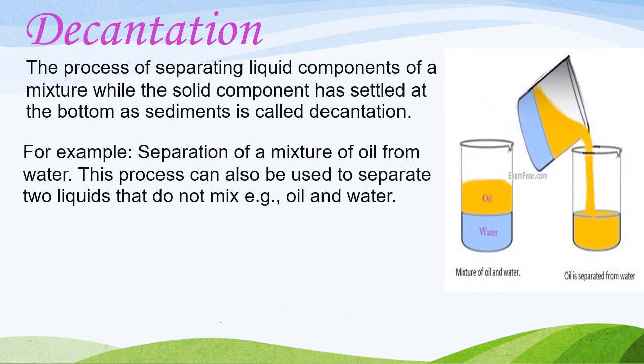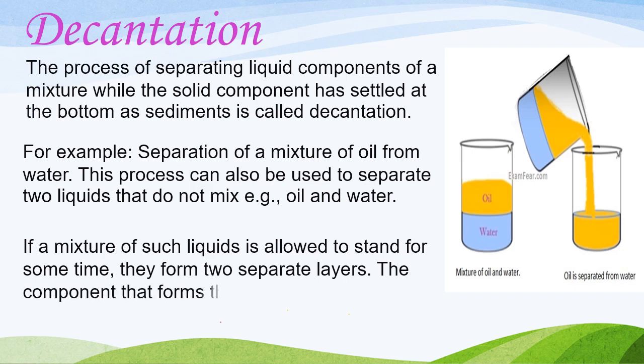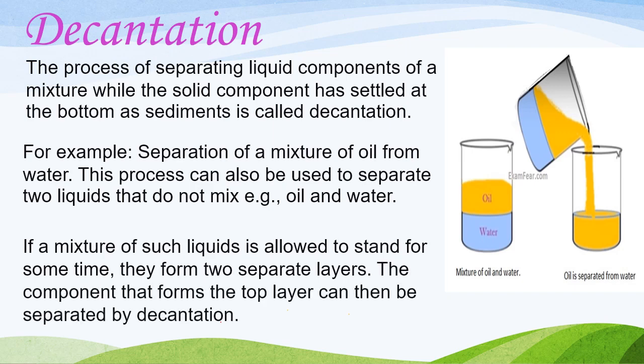See here in the picture it is given, two layers are formed. The top layer is of oil, so we can separate the top layer, oil, from water. If a mixture of such liquids is allowed to stand for some time, they form two separate layers. The component that forms the top layer can then be separated by decantation. So here two separate layers are formed after some time, and we can separate oil from water by this process.